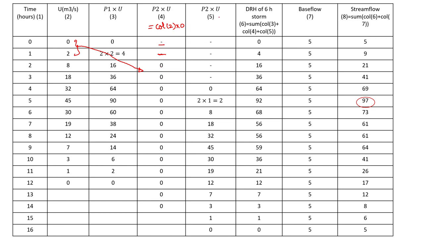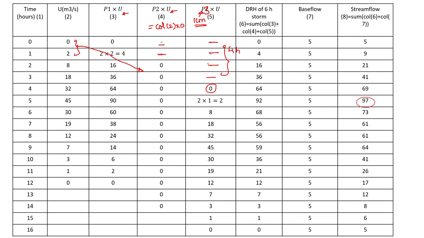Then again for P3, sorry, this should be P3, which is nothing but 1 centimeter of excess rainfall. When we say 1 centimeter, it's the same thing, but we will lag 4 hours. So again we'll start with 0, then 2 into 1 is 2, 8 into 1 is 8, 18 into 1 is 18, and all these things in a similar manner. So these are the columns we get.